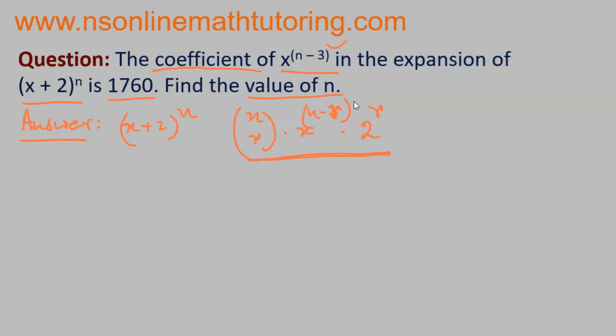This is the general term expression. And we are seeing that in the general term expression, the power of x is n minus r, whereas the term that we are interested in is having the power of x as n minus 3. So, we will be equating these two. So, n minus r is equal to n minus 3. This is how we get the value of r. We have done the same thing in our previous videos as well, whenever we had the requirement of the value of r.